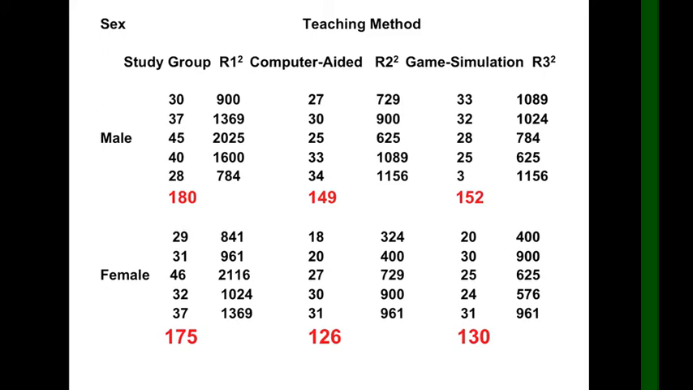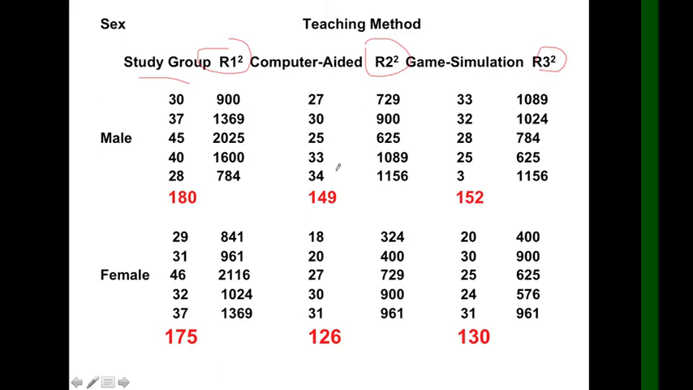So, in the teaching method, what we've done here is that we get the square of the study group scores, the square of the computer-aided scores, and the square of the game simulation scores. Okay, so for R1, 30 times 30 is 900, 37 times 37 is 1,469, and so on. So you will just multiply all of these by themselves.